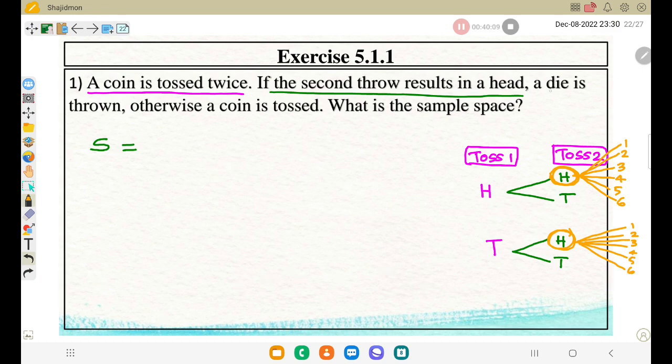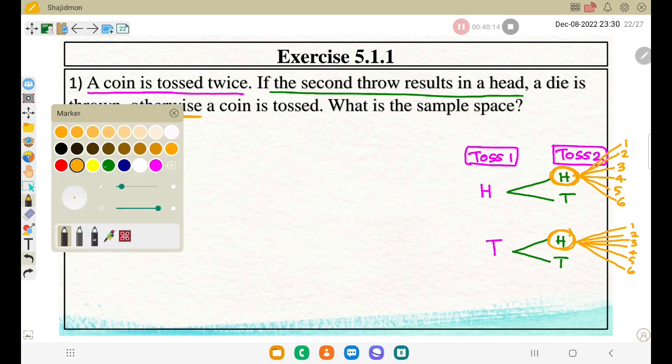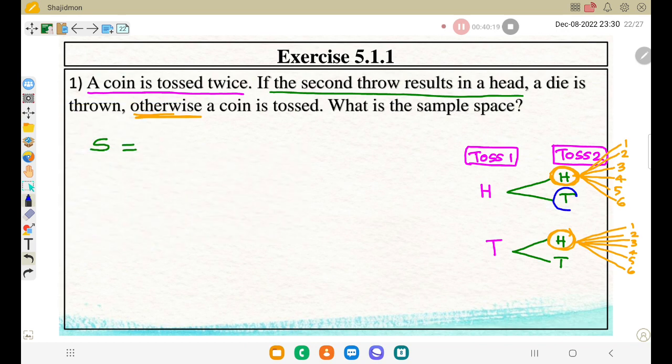Now continue reading. Otherwise means if you are getting a tail. Second toss, if you are getting a tail, that is the meaning of otherwise. A coin is tossed. So what happened here? Coin tossed means what are the options? Either head will come or tail will come, correct? Hope you understood that one. What is the sample space? Write the sample space, S equal to.